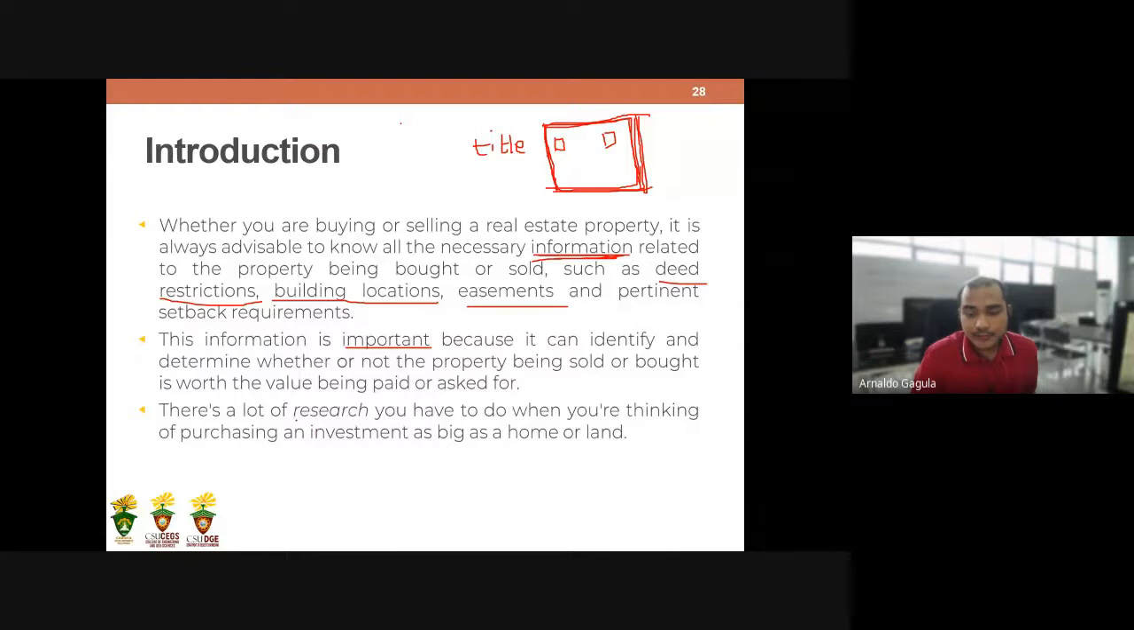So there's a lot of research you have to do to learn the history and other documents of this land when you're thinking of purchasing an investment as big as a home or land. This scenario usually happens to people, especially in areas that are not urbanized. Some sell their lot because they just want a place to live, and it is expensive, but they don't know that the specific tract of land has incomplete papers. When the time comes that you need to register those lands, it becomes your problem, the problem of titling.